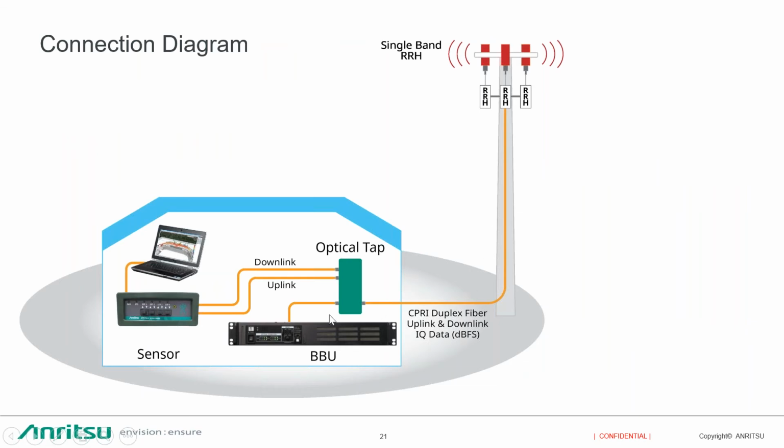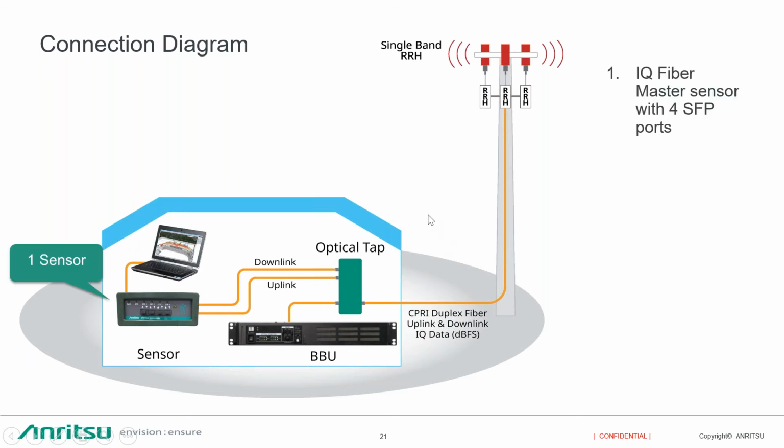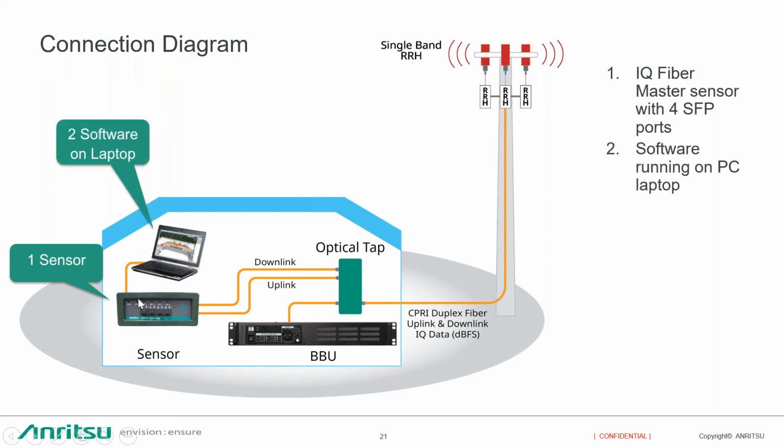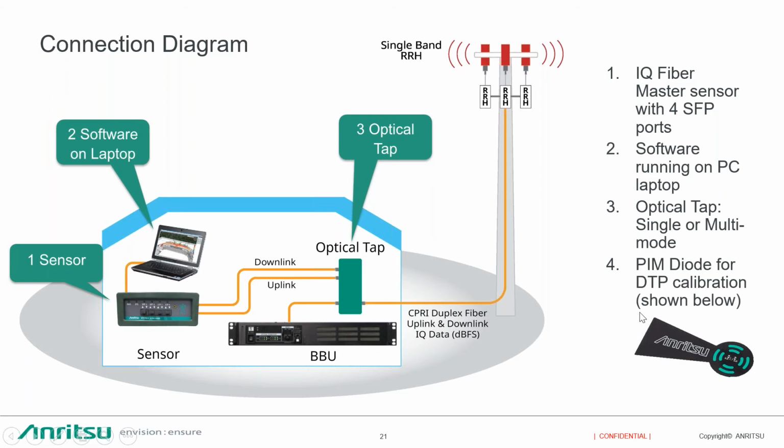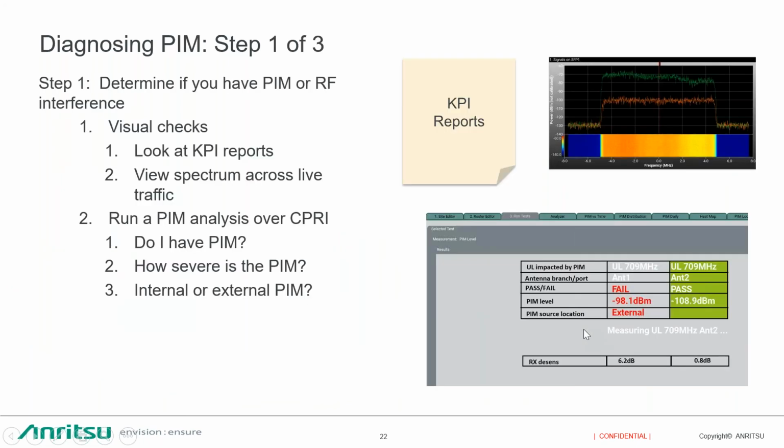Here's a simple connection diagram using an optical tap with the uplink and downlink on a single band. The solution consists of 4 parts. The first part is a sensor. The second part is the software on a laptop. The third part is the optical tap, which many vendors already have, and many operators already have as part of their network. And fourth is a calibration PIM diode, which I'll describe in doing the distance to PIM calibration in just a second. All right, let's take a look at the solution.